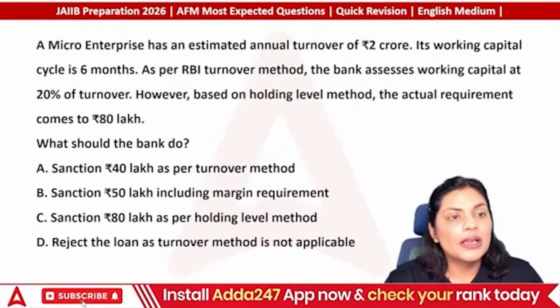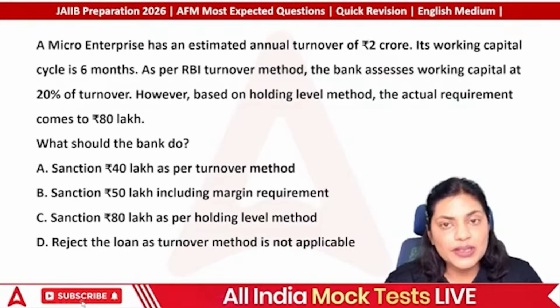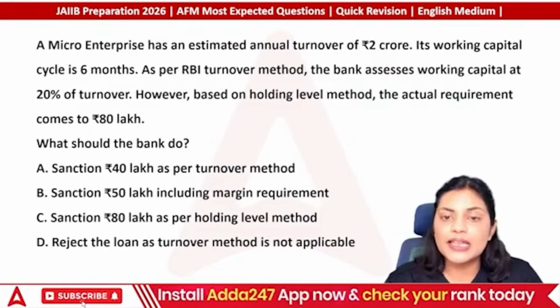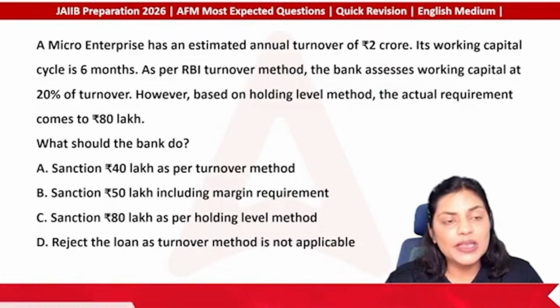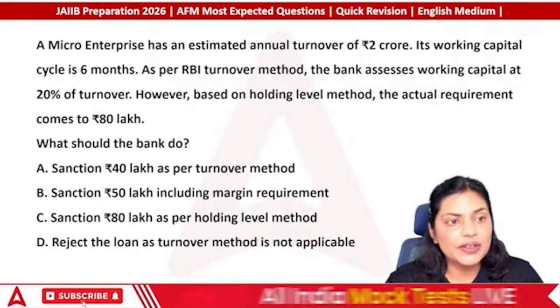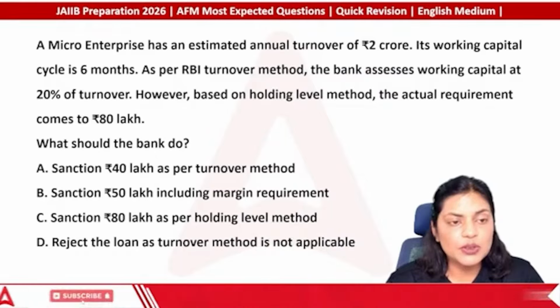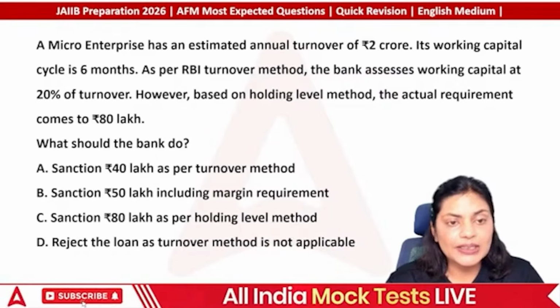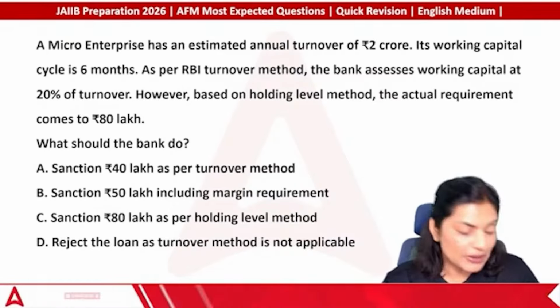Then a micro enterprise has an estimated annual turnover of 2 crore. Its working capital cycle is 6 months. As per the RBI turnover method, the bank assesses working capital at 20% of turnover. However, based on the holding level method, the actual requirement comes to 80 lakh. What should the bank do? Sanction 40 lakh as per turnover method, sanction 50 lakh including margin requirement, sanction 80 lakh as per holding level method, or reject the loan as turnover method is not applicable. What do you think would be the right answer?